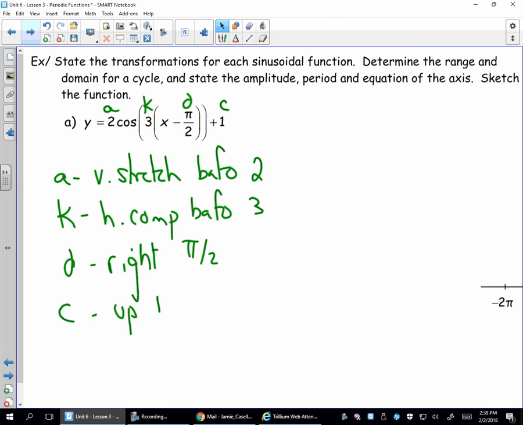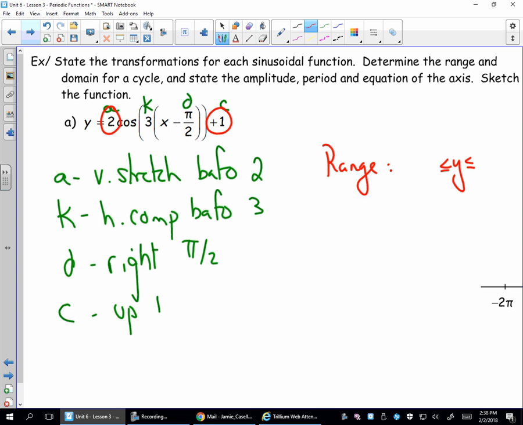Okay, some more things. We want to find our range. Our range can be found by figuring out what's average and how far we've gone from average. So average is our central axis. That's 1, but our amplitude is 2. So we go 2 higher than that and 2 lower than that. So if I take my central axis, that's 1, and I subtract the amplitude, I get my lowest value ever reached. And if I take the central axis and I add the amplitude, I get the highest value ever reached. There's my range.